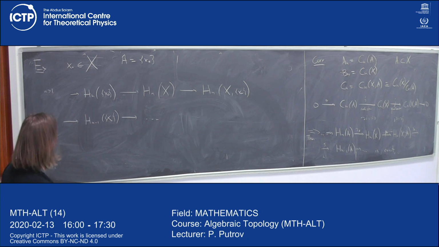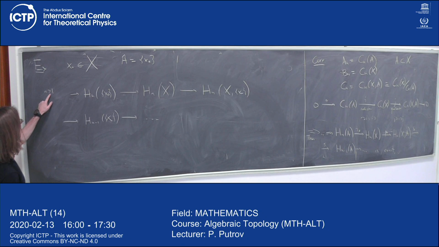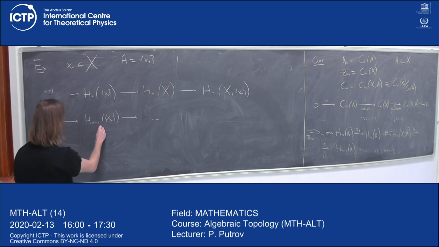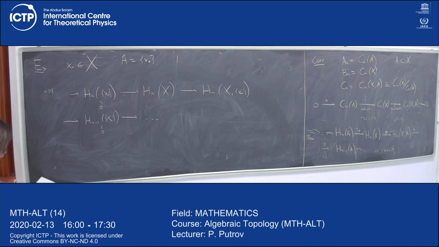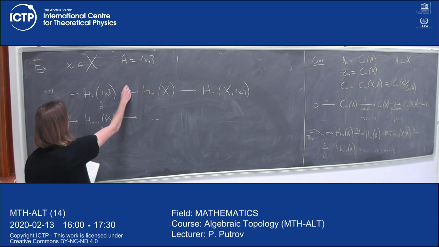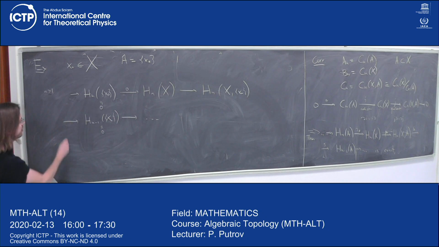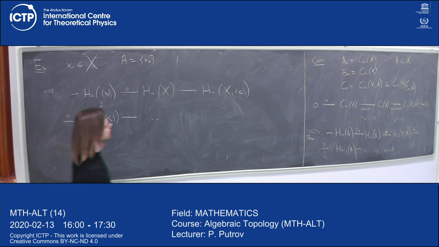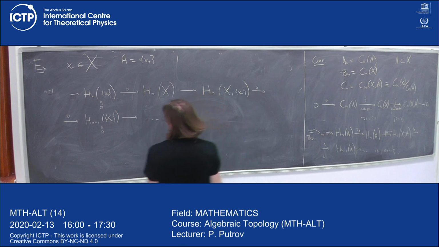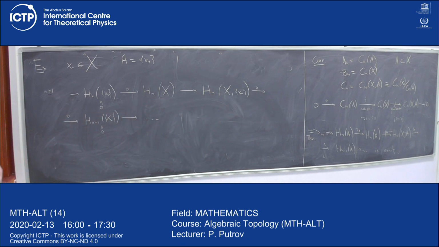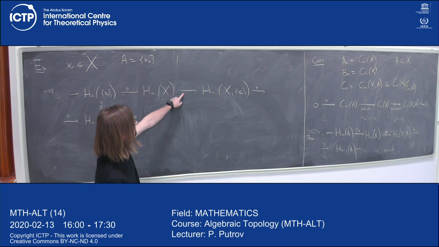So we know the homology of a point. If n is strictly greater than 1, this is trivial, and this is also trivial, right? So this map is necessarily trivial, and this map is necessarily trivial. But then, well, it follows that this is an isomorphism, right?